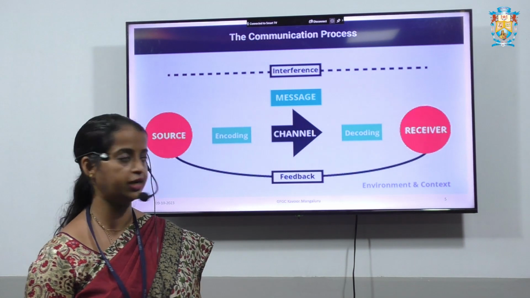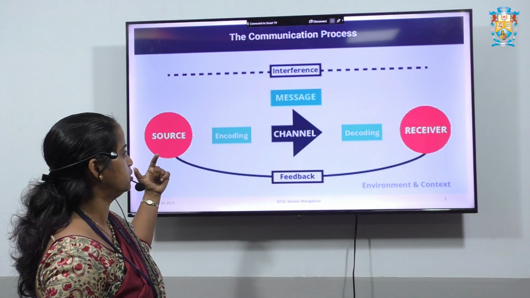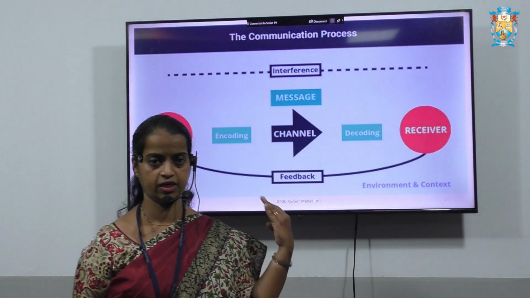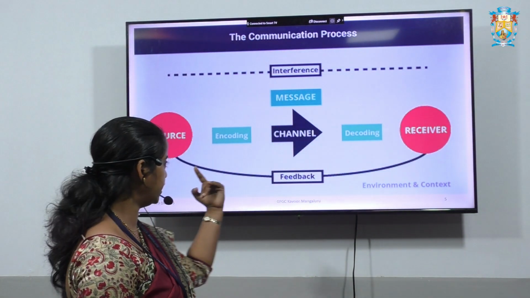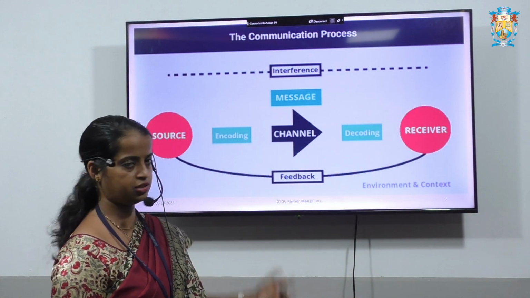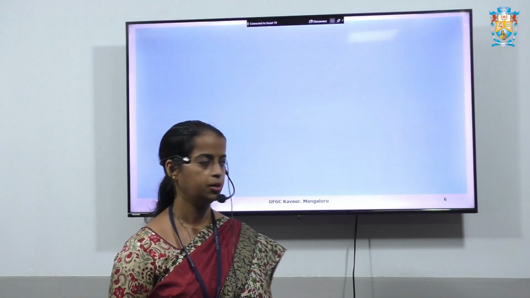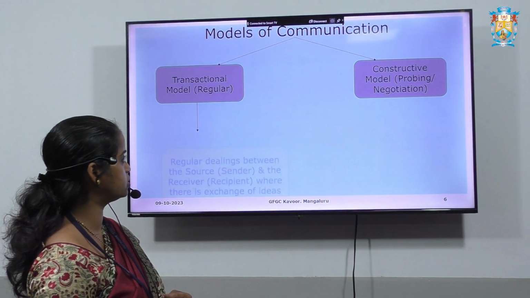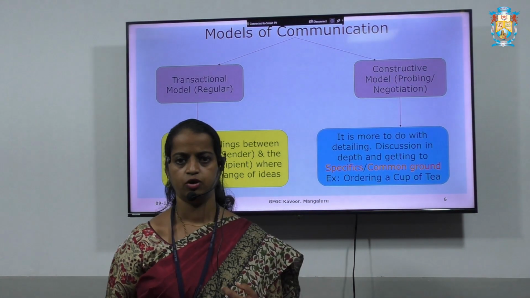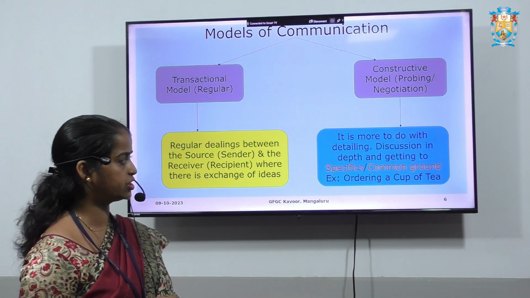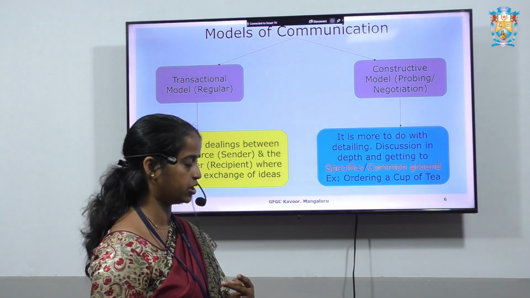It's about the communication process. So there is a process of communication again, which says about sender to the receiver by encoding the message, and that gets decoded, through various channels, maybe agents, middlemen, etc. Moving on to the different models of communication, there are two types of models of communication. One, it is transactional. Second one, it is constructive.